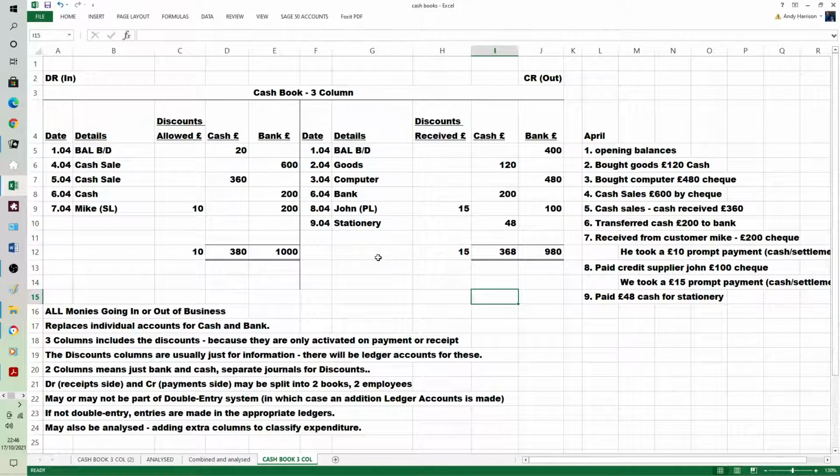Let's have a look. So our cash, we had 20, we had 360 in, just check 120 out, 200 into the bank, 48 paid. So as it should be, we haven't been given a date for this. Carry down on the credit side.